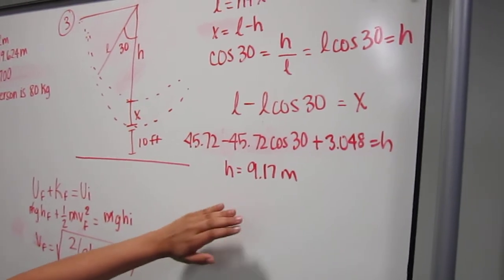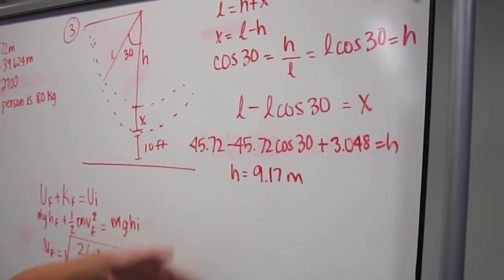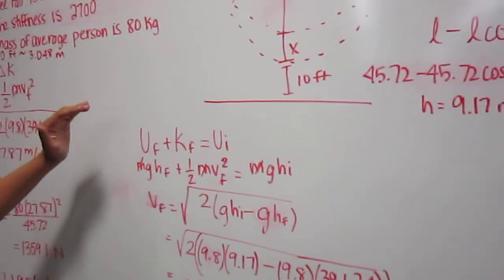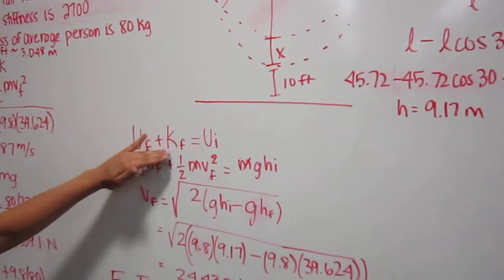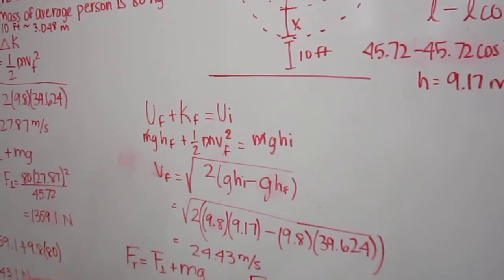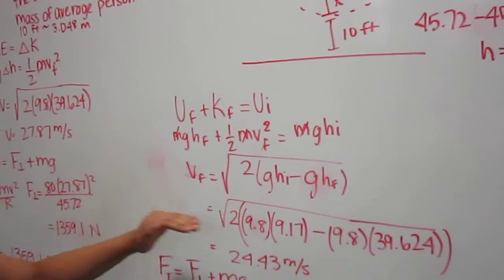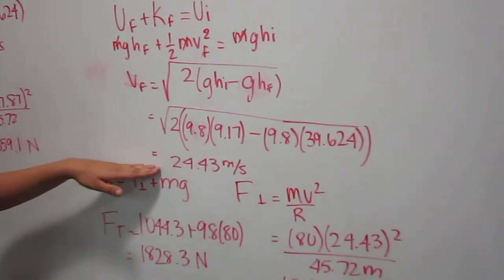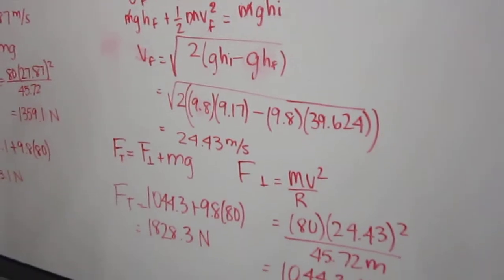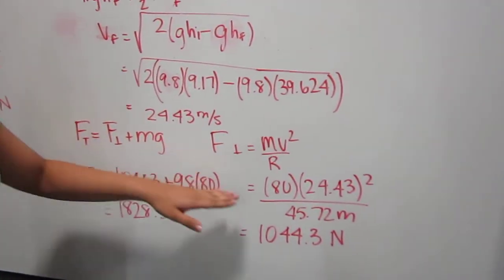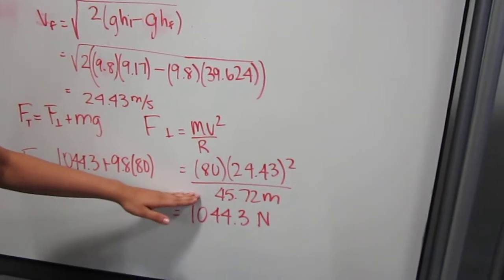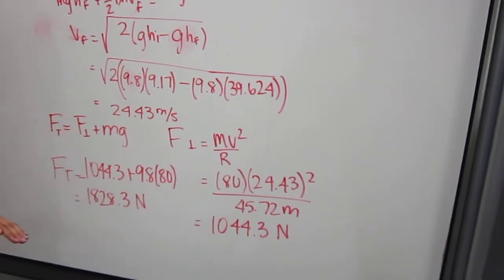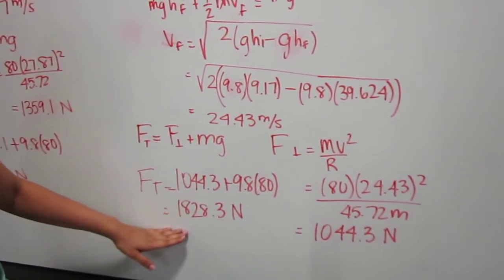And then using that stretch, or how far it goes down more, we know that at that point we still have potential energy and kinetic energy, and then we still have the initial potential energy. We cancel out the m's to find the final velocity, add all the values in, and we find the final velocity to be around 24.43 meters per second. Using that velocity and the mass and the total length of the rope, we can find the perpendicular force again, and then adding that to the gravitational force, we can find the new tension force.